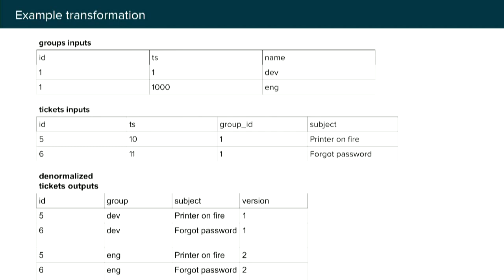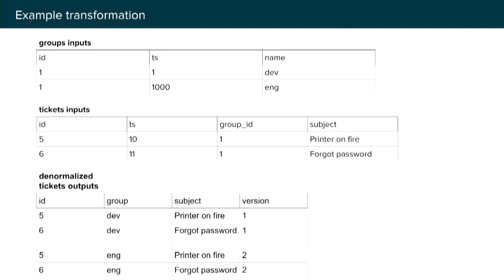In our example here, we have a group that's created at time 1 with the name dev. Shortly after, 2 tickets come in that are created and assigned to that group. We want to denormalize the group name on the ticket model and output our denormalized tickets, which are shown by these first 2 rows. Later on, we see that the group name changes from dev to eng at time 1,000. What we want to do is update the latest version of the denormalized rows with the updated group name, shown by these last two rows in the outputs table.